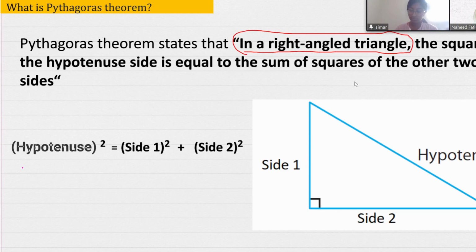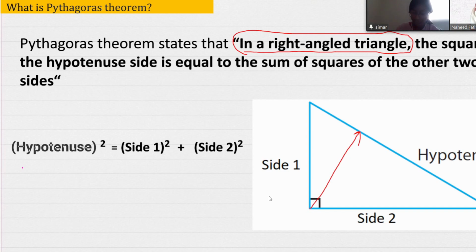Fine. Now, what is the main theorem? It says that the square of the hypotenuse side is equal to the sum of squares of the other two sides. Now, what is hypotenuse? Hypotenuse is the side opposite to the 90-degree angle, and it is also the longest side of your right angle triangle. So you can write the definition of hypotenuse as the side opposite to the 90-degree angle, and the longest side of your right angle triangle.